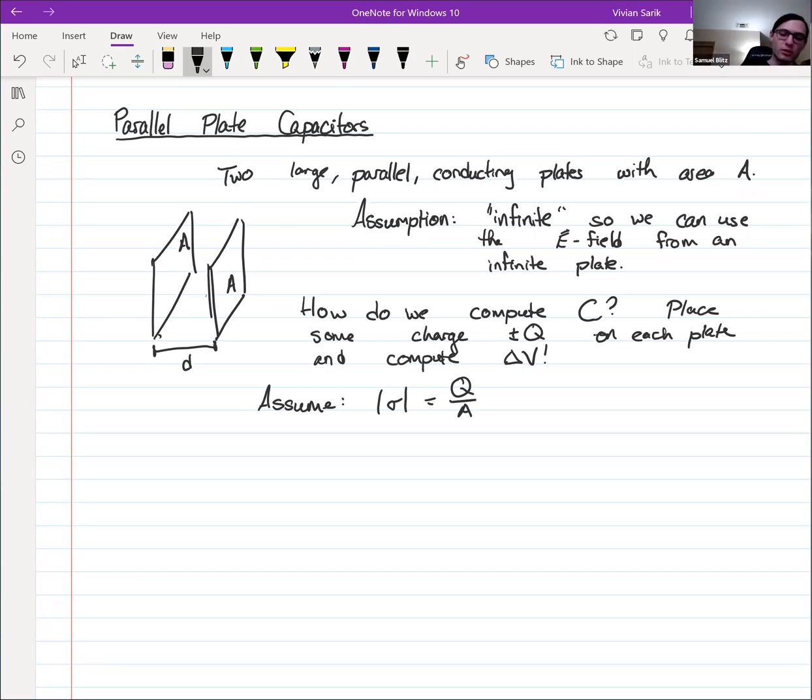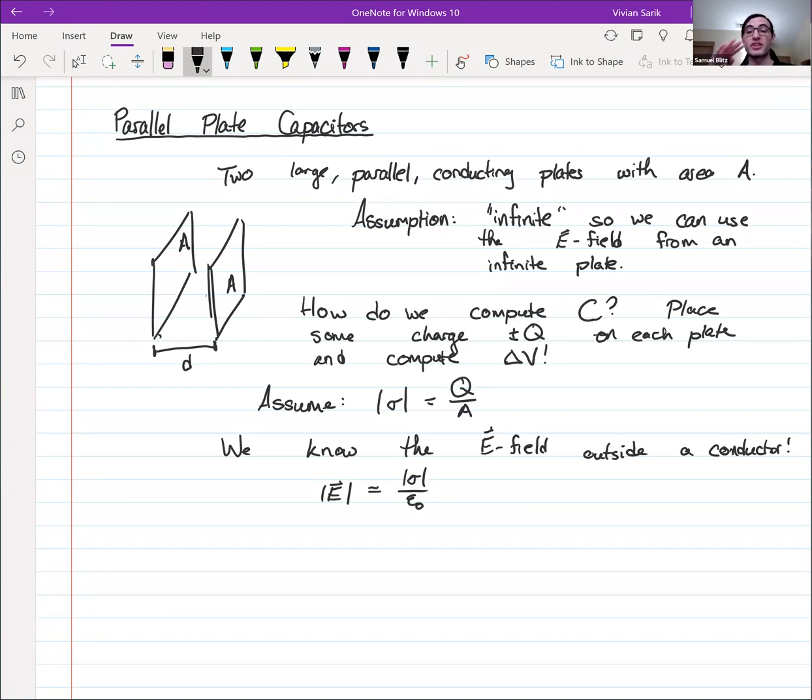But we also know the electric field outside of a conductor, something that we've calculated, I think, last week. It's that the magnitude of the electric field is equal to the magnitude of the charge density divided by epsilon naught, where sigma is the charge density on the surface of the conductor. In this case, this is just the charge density on the plate because it's just a plate. It doesn't have a volume, really. And so we can plug in what sigma is. Sigma is Q over A, so this is Q over epsilon naught A. So that's our electric field.